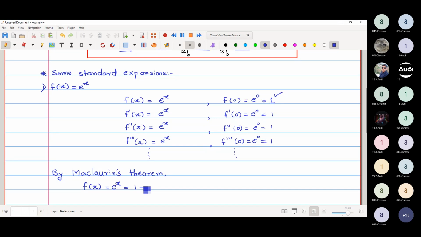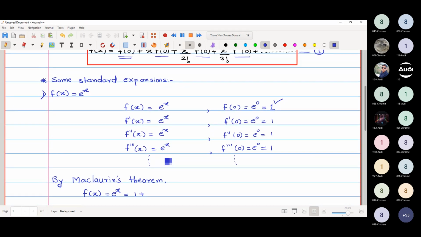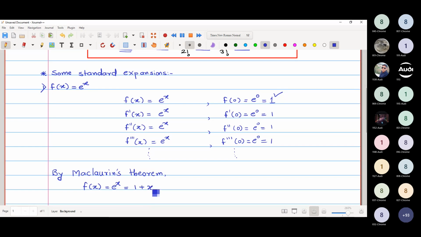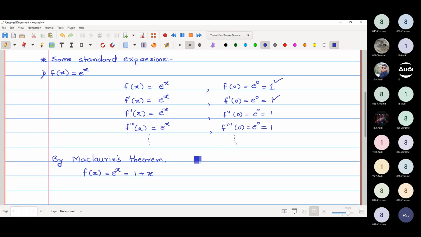Plus, what is then next? x into f dash of 0. So we are going to have here x. And what is f dash of 0? 1 again. Is it?